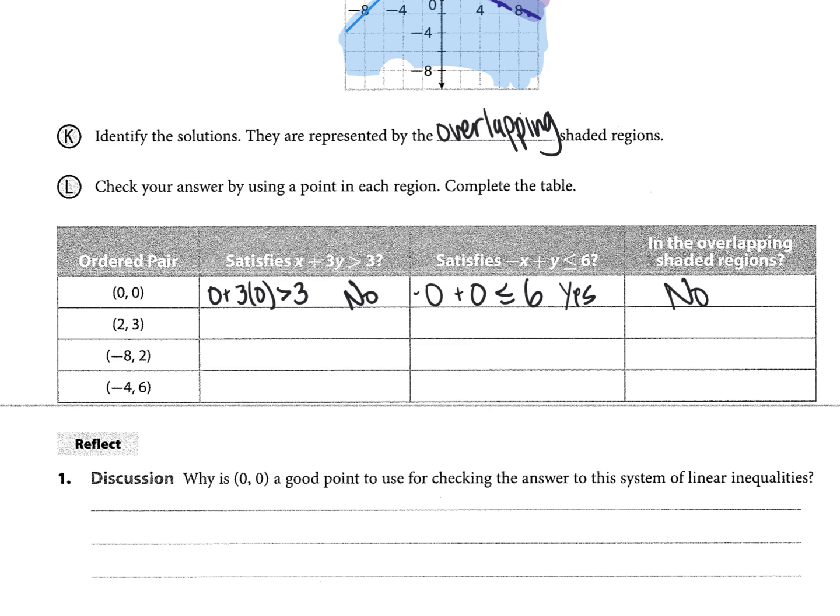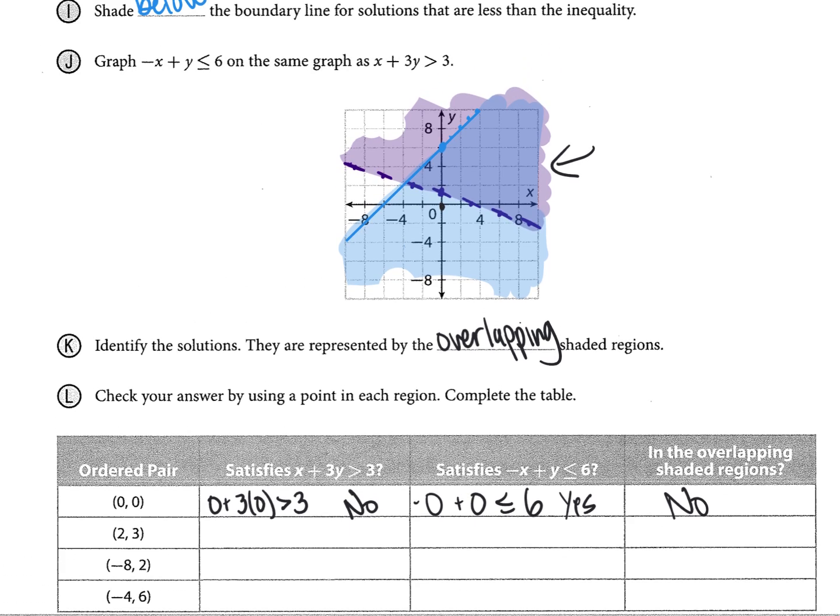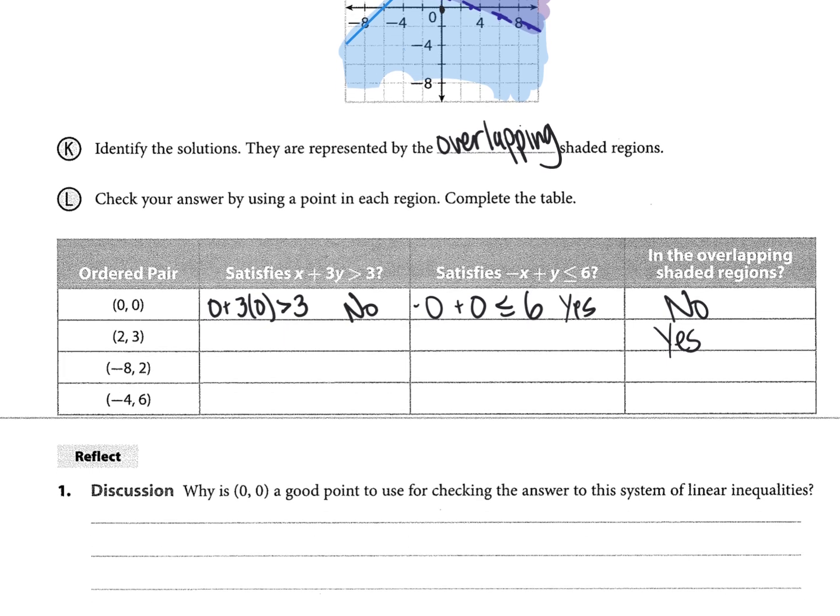How about (2, 3)? If we go over here to (2, 3), over 2, up 3, that is in the overlapping shaded section. So it should be a solution to both. 2 plus 3 times 3, that's 9, 10, 11. Is 11 greater than 3? Yes. Now we have negative 2 plus 3, that would give us 1. Is 1 less than or equal to 6? Yes. That is why it's a solution to the system, and it is in the overlapping section.